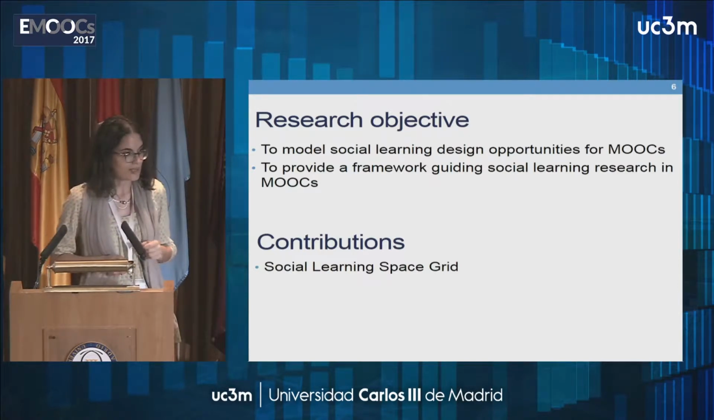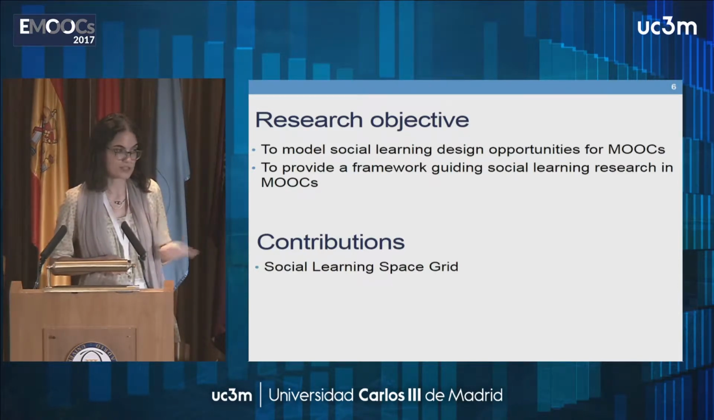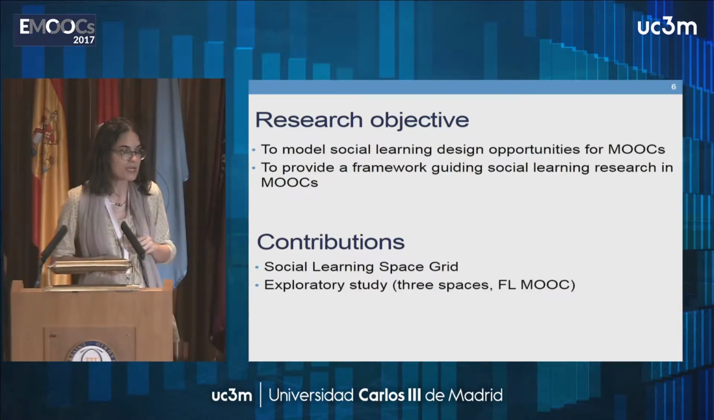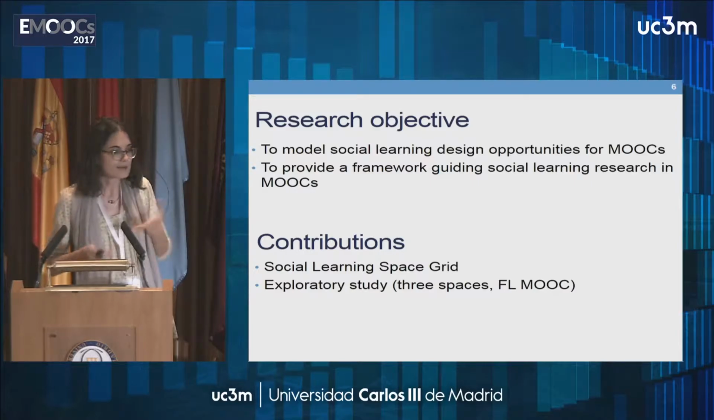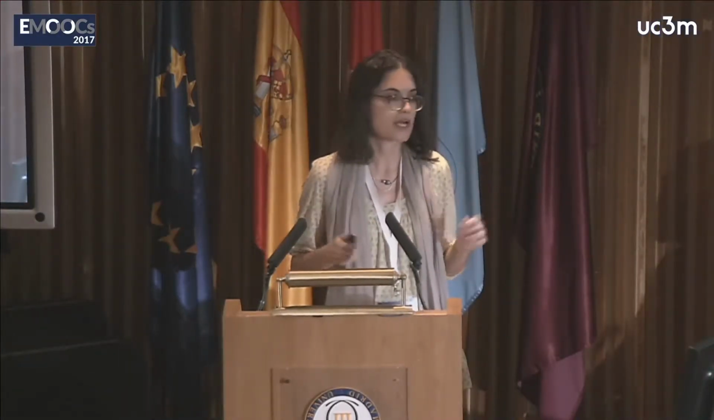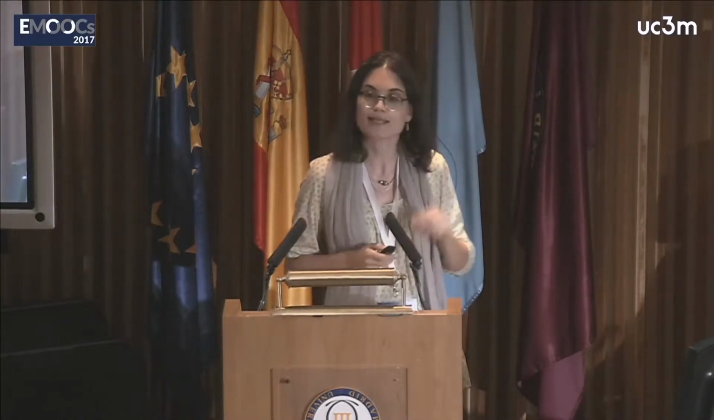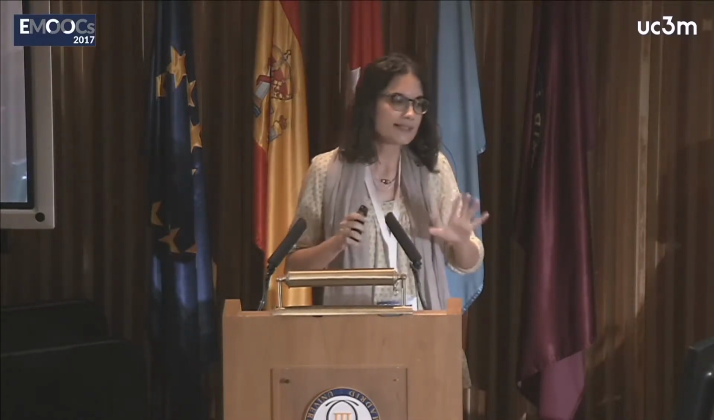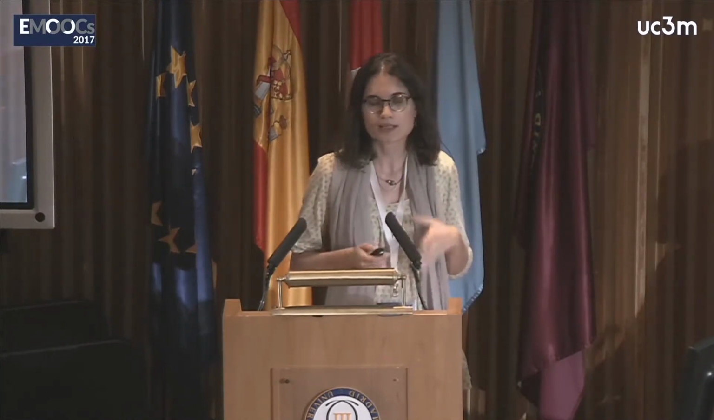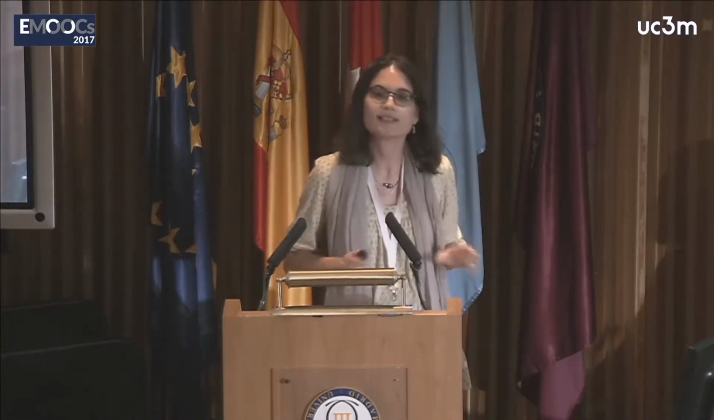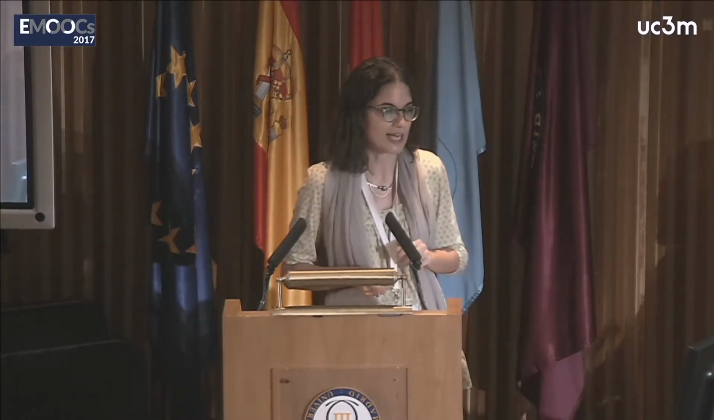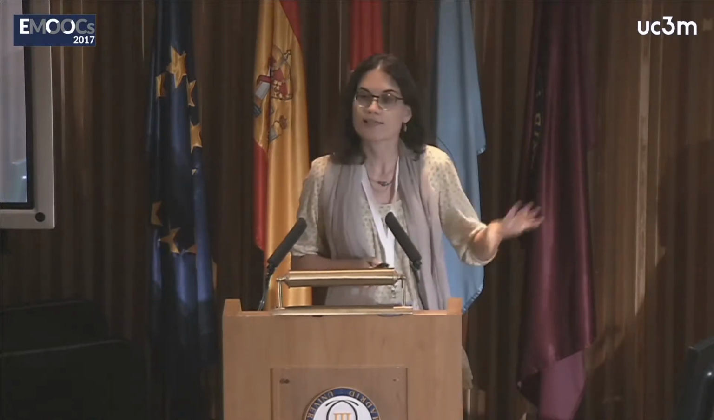In trying to tackle these objectives, we propose a social learning space grid. This is the name of the framework we propose. And then, just to demonstrate the ideas of the grid, we use an exploratory case study of 3 sufficiently different spaces that we can situate in the grid and study exploratorily to see their strengths and their challenges.